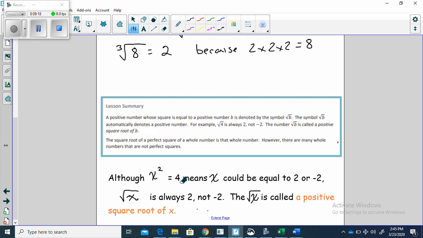Although x squared equals 4 means x could equal 2 or -2, this symbol is always equal to 2 only. The positive square root of x is called a positive square root of x. So this is called a positive square root of x.